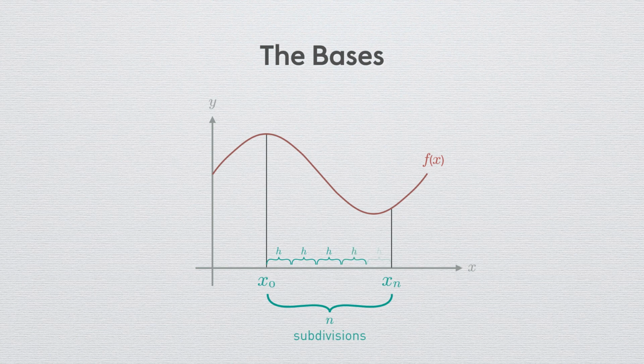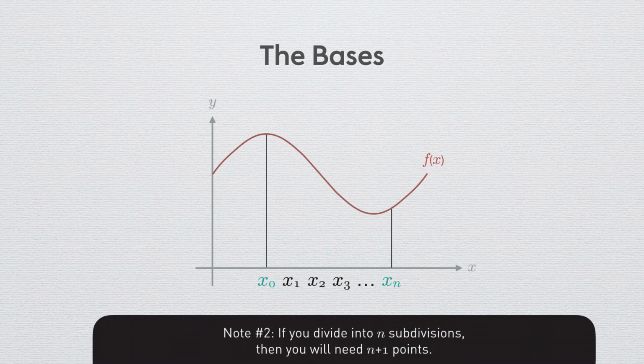Simply keep adding by h until you get all the points that you need. Keep in mind that if you're dividing into n subdivisions, then you will need n points plus 1 extra point. For example, if you're dividing into 5 subdivisions, then you will need 6 points.